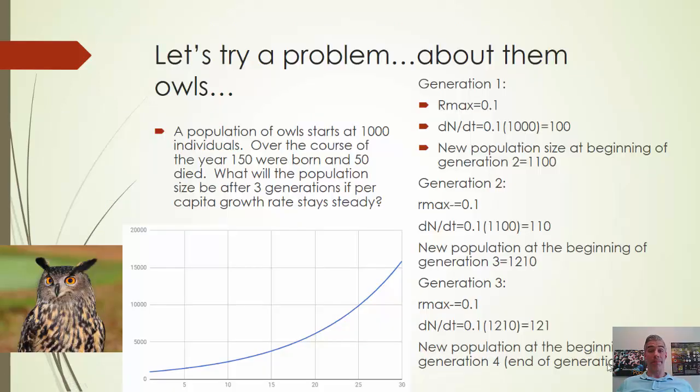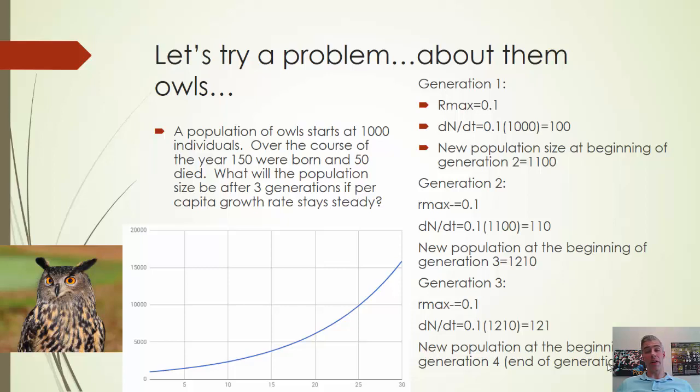All right, so let's try a problem. Back to the owls again. Population of owls starts out at 1,000 individuals. Over the course of the year, 150 were born and 50 died. What will the population size be after 3 generations if per capita growth rate remains steady?